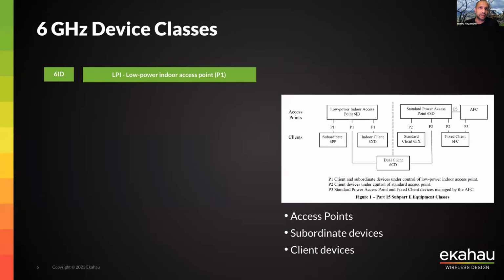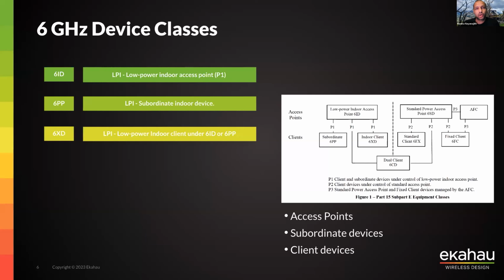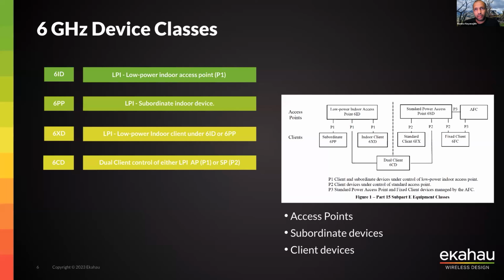So what devices can connect to an indoor access point? One type is the extender device, what we call the subordinate device, which is named 6PP. The third type is what we call the indoor client. An indoor client can connect either to the indoor AP directly, or go via the subordinate node. The fourth type is what we call the dual client. It can connect to the indoor AP as well as the standard power AP.